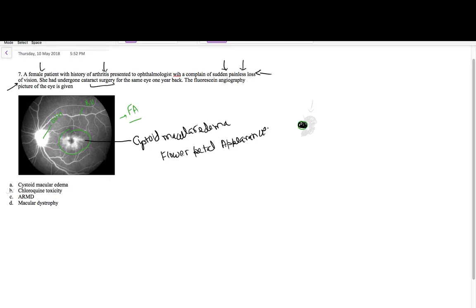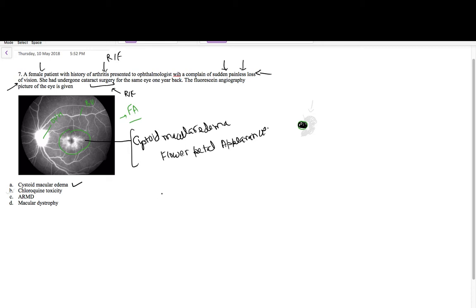Next, an important risk factor for cystoid macular edema: they have told that the patient had earlier undergone cataract surgery. So cataract surgery itself is a very big risk factor for cystoid macular edema. So you have two risk factors here, one is arthritis and one is cataract surgery. So the answer here definitely is cystoid macular edema. Don't confuse it with chloroquine toxicity.